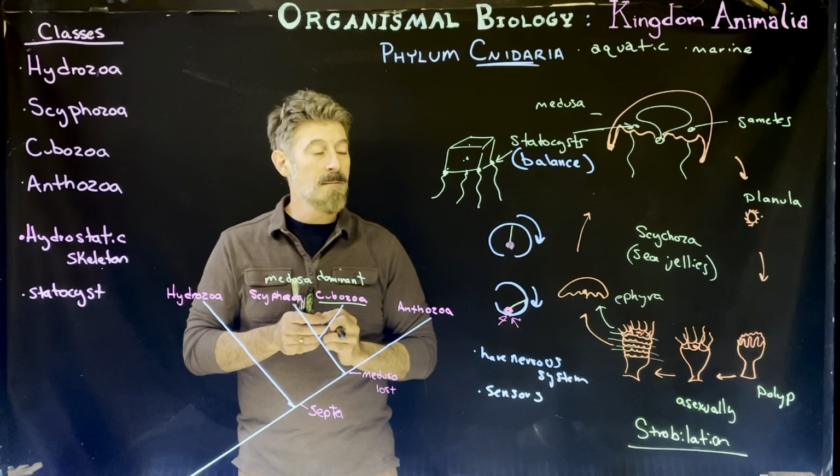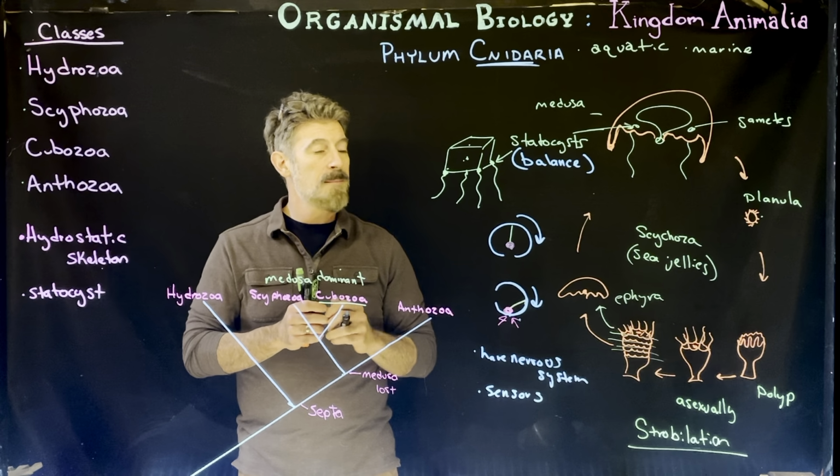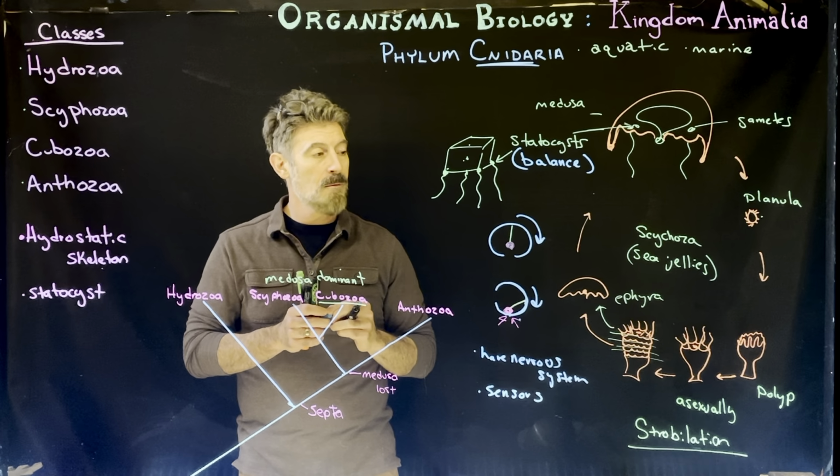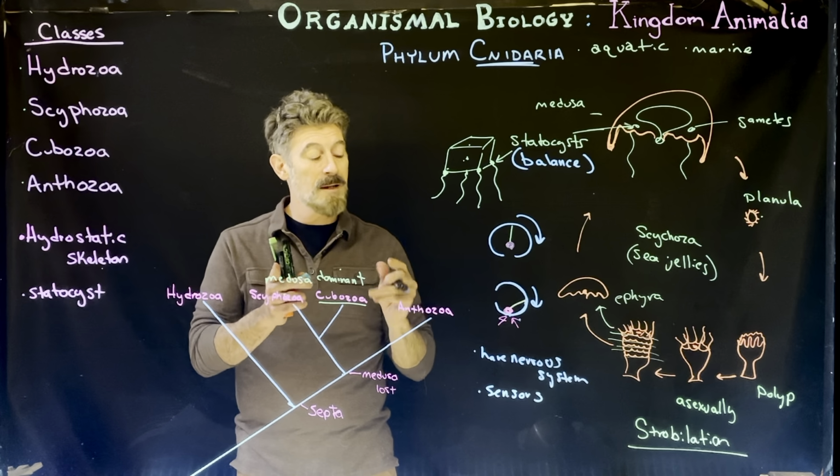Cubozoa can also swim very fast compared to the Scyphozoans. Scyphozoans typically aren't that fast in terms of how much speed they can generate, but the Cubozoans are. Which brings us to the next thing I'll talk about.